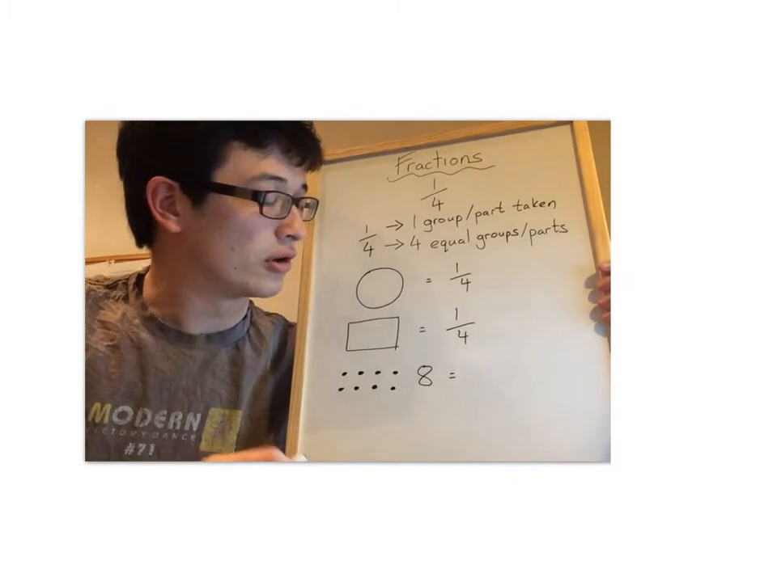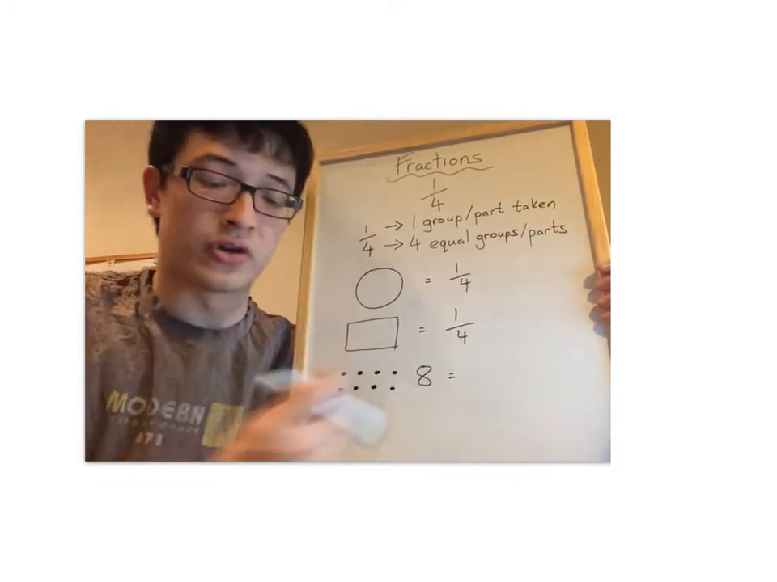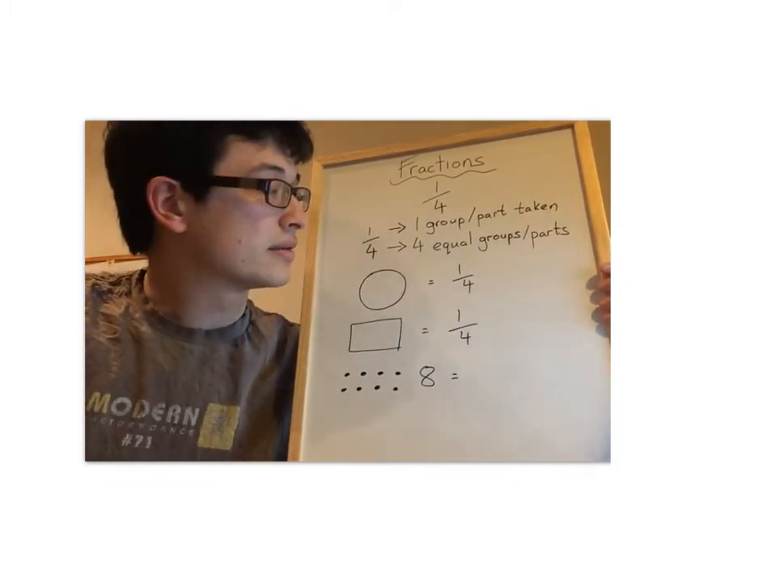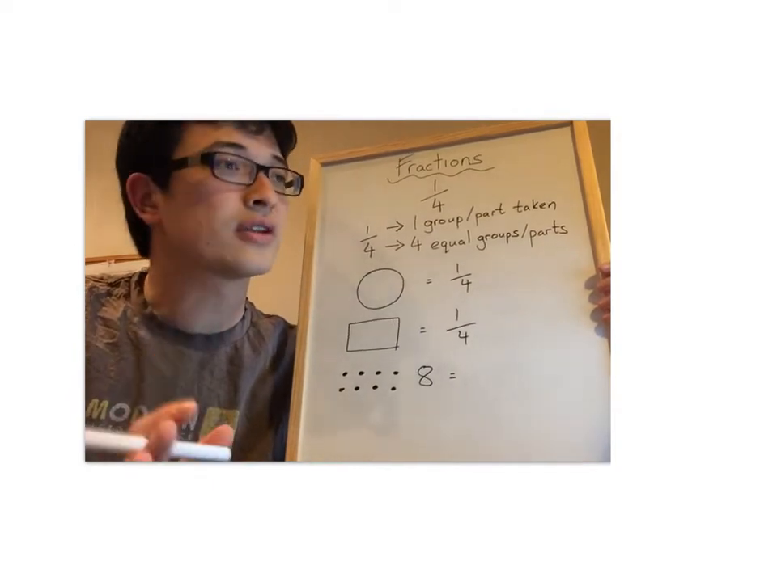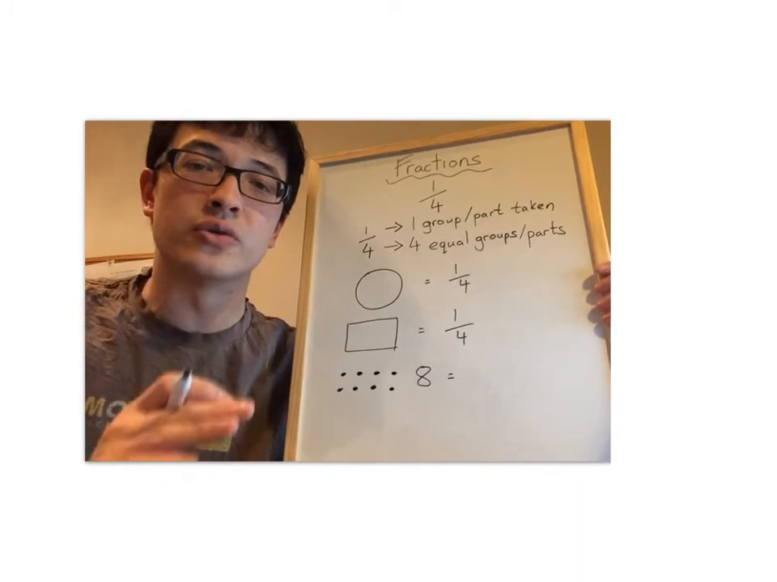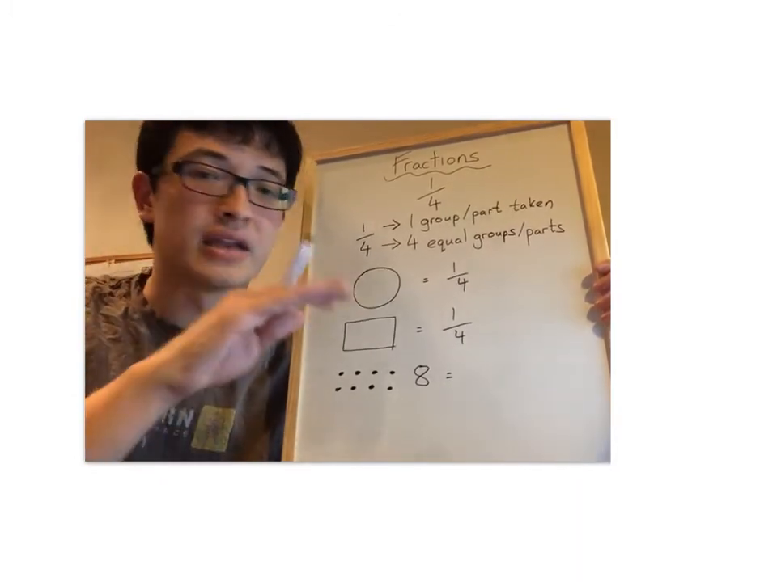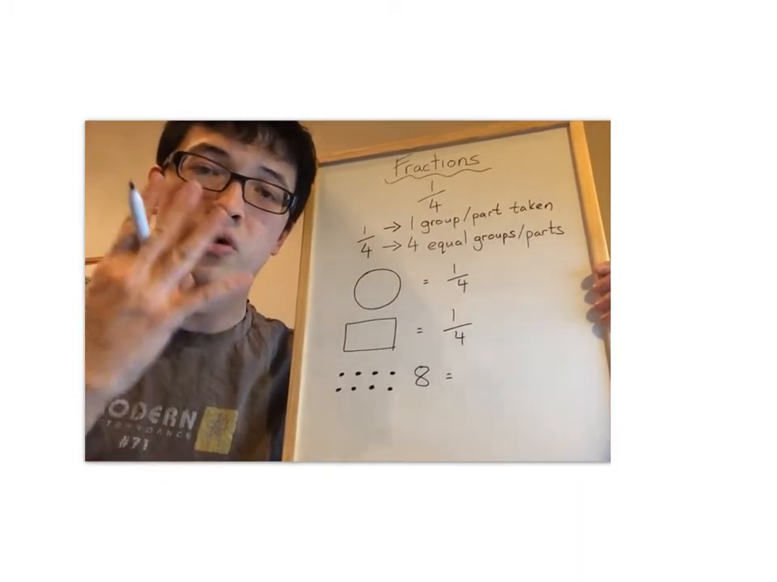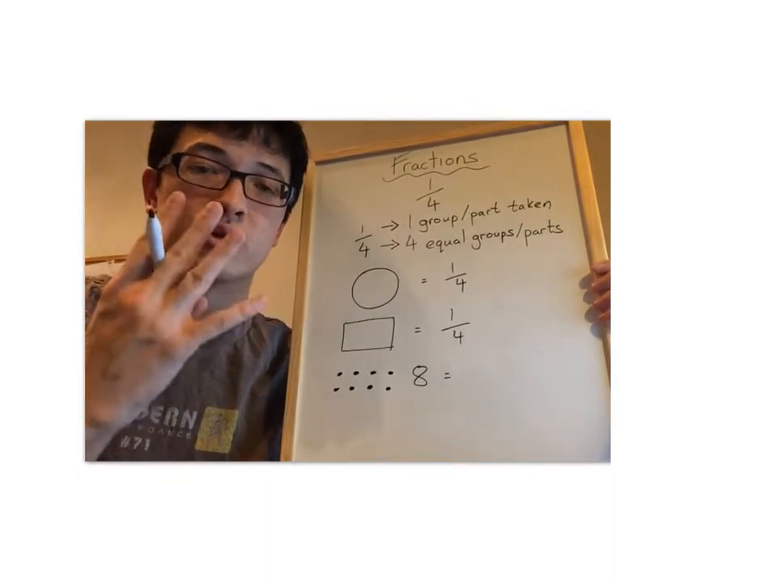Okay, so let's have a go then. Here we've got a circle, and we need to find a quarter of that circle. Now to find a quarter, it's really, really simple to remember. All you have to do is half the object and half it again. But remember, we always have to end up with 4 equal groups.